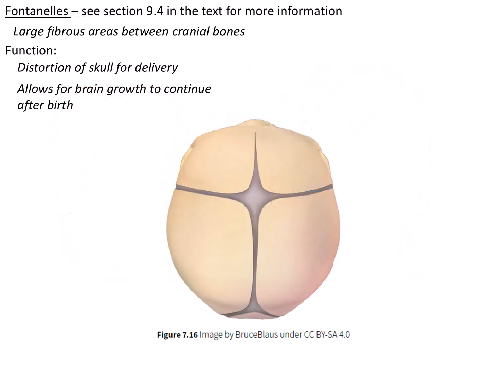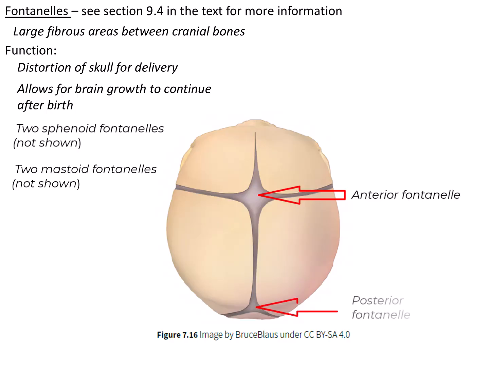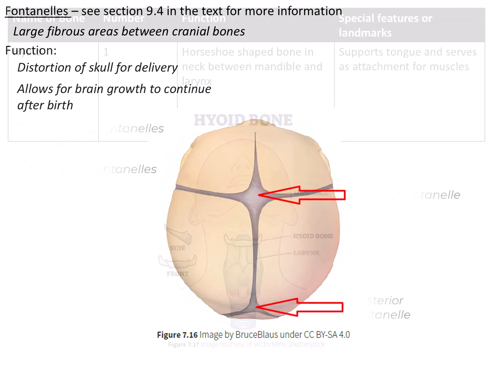Fontanelles are large, fibrous areas between the cranial bones in a fetal skull. Their function is to distort the skull for delivery of the fetus and allow for brain growth to continue after birth. There are several fontanelles. See section 9.4 in the text for more images. The fontanelles include two sphenoid fontanelles, two mastoid fontanelles, an anterior fontanelle, which is the largest of the fontanelles, and lastly, the posterior fontanelle.